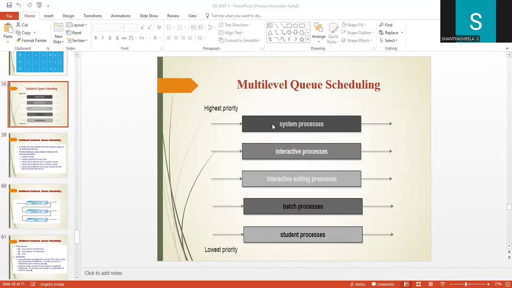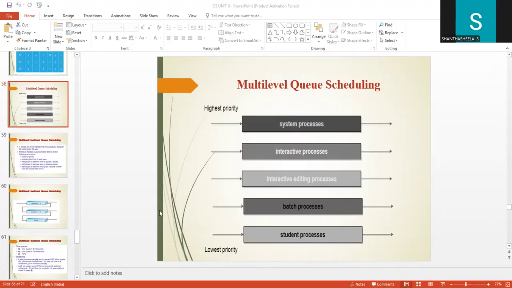For example, system processes are the n number of processes related to the system. The next is interactive processes: the processes related to interaction are placed in the queue termed interactive processes. The next queue is referred to as interactive editing processes. The next queue is called batch processes, and the lowest priority queue is referred to as student processes. Each queue has its own set of processes, and they will be executed based on FCFS, priority, shortest job first, or round robin.